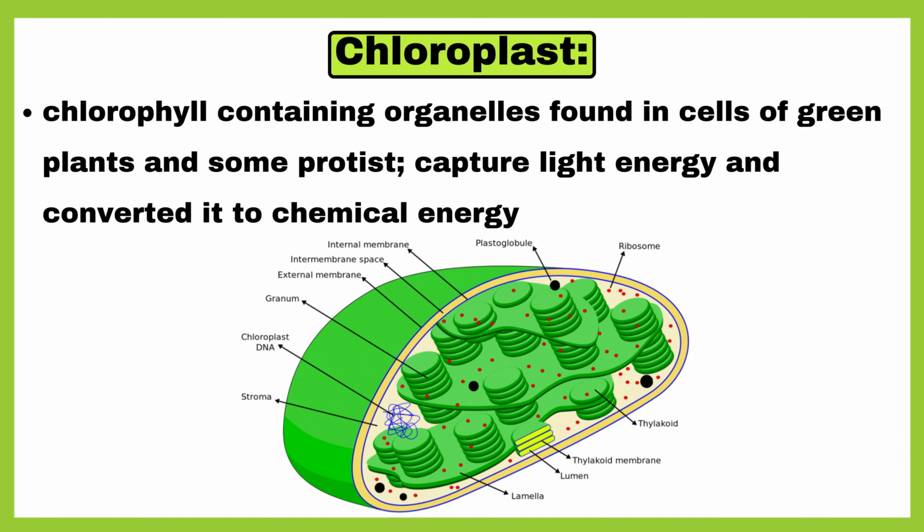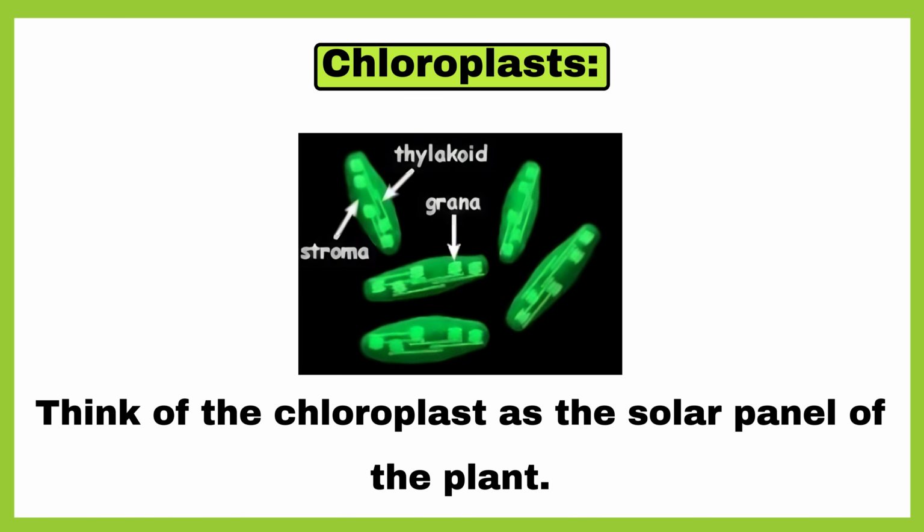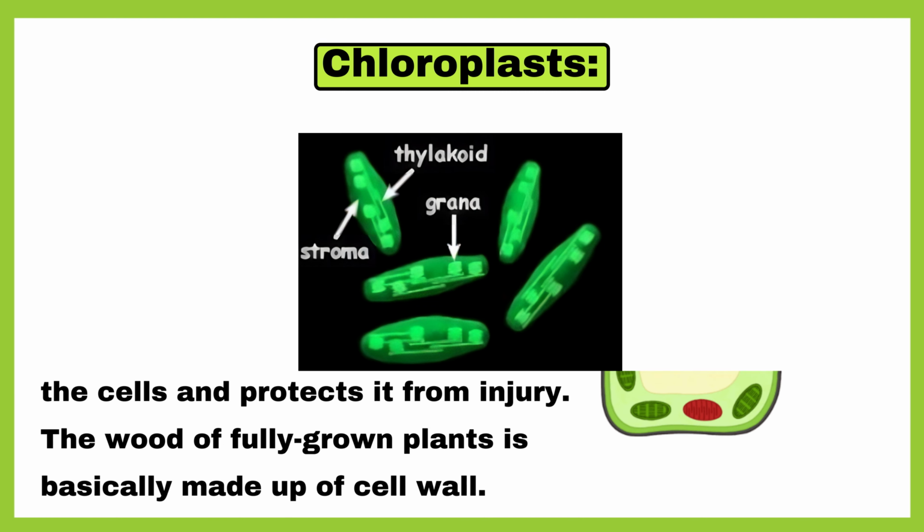Now here we are going to talk about the chloroplast. Chlorophyll-containing organelles found in cells of green plants and some protists capture light energy and convert it to chemical energy. Here is one more picture, you can see the chloroplast. This is the chloroplast and it is like a solar panel of the plant. It means they absorb the sunlight and the energy from the sun.